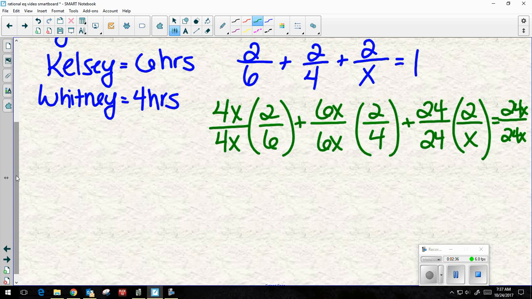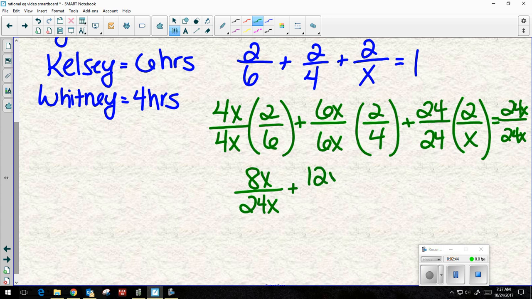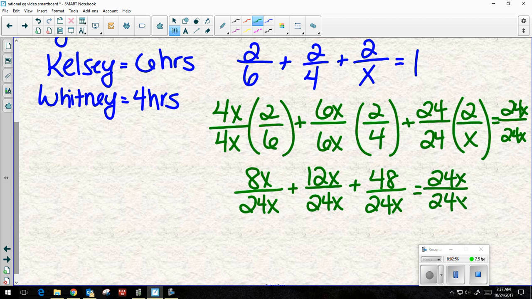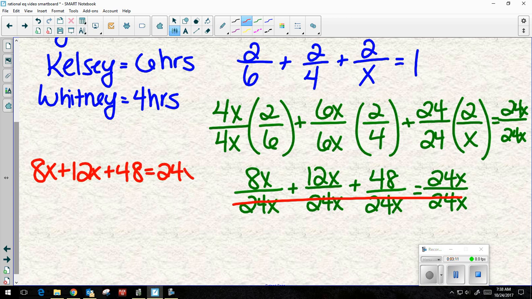So I have 4x times 2 is 8x over 24x plus 6x times 2 is 12x over 24x plus 24 times 2 is 48 over 24x equals 24x over 24x. All of my denominators are the same, so I can cross them off. When I do that, I am left with 8x plus 12x plus 48 equals 24x.